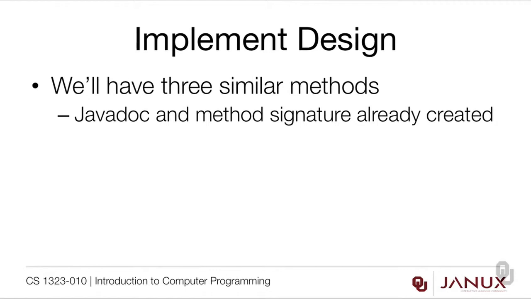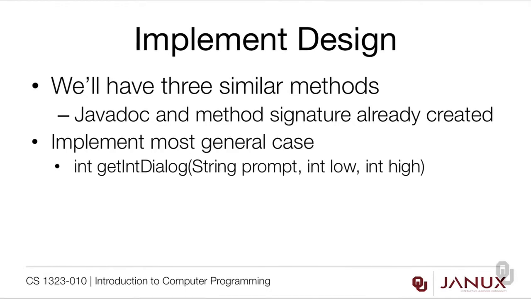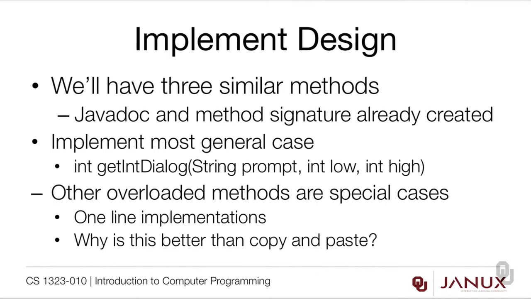So let's implement the design. Now we're going to have 3 very similar methods. I've already created the Javadoc and the method signatures just to save us a little bit of time because watching that stuff being typed in is kind of painful. So what we're going to do is implement the most general case. Notice that's one of the new methods. So that's the one that has int high and int low. Then we're going to rewrite the overloaded methods as special cases of this. This will give these methods one-line implementations.